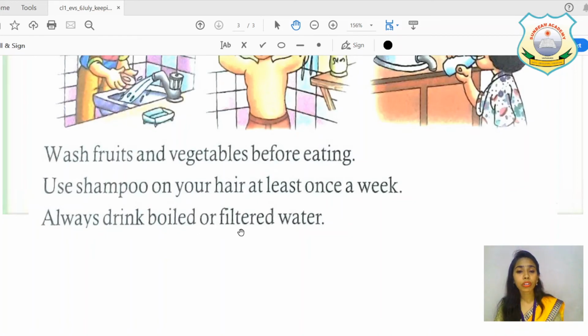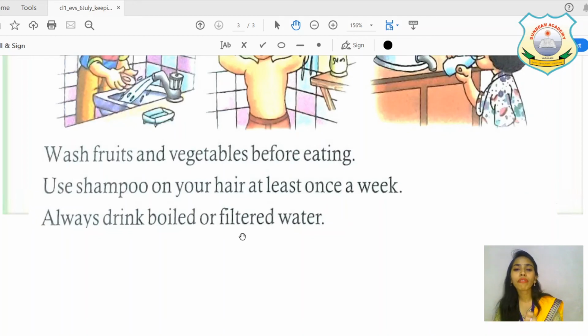Do not drink water from the street or from outside. Make sure that the water you are drinking is either boiled water, or filtered water, RO water, or water purified with any purifier, because so many viruses and bacteria are there in the water that you cannot see with your naked eyes, but they are there. And if you drink dirty water, definitely you will fall sick.